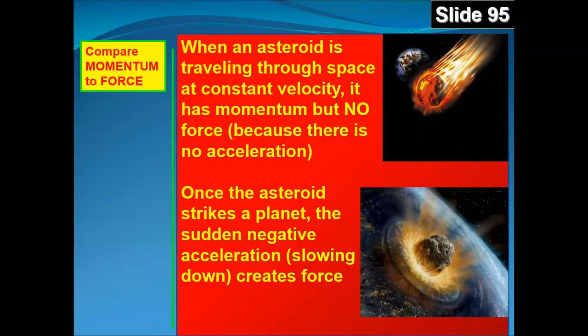So imagine a big heavy asteroid is flying through space. When an asteroid is traveling through space at constant velocity, it has momentum because it has mass and it has velocity, but it has no force because there's no acceleration. So when does it have force? We know that it's going to have force at some point. Well, once that asteroid strikes a planet, hopefully not the Earth, the sudden negative acceleration, slowing down, in other words going from very high speed to no speed, is going to create the force. So that's where the acceleration comes in. It only has force when it strikes something, but it's not said to have any force when it's just flying freely through space.